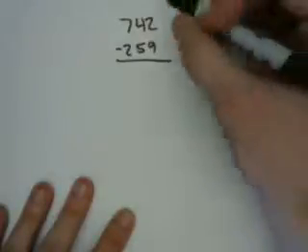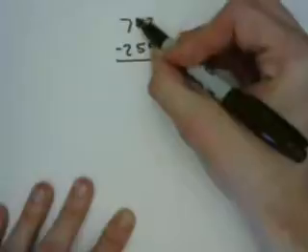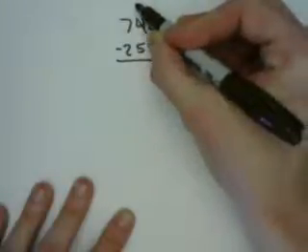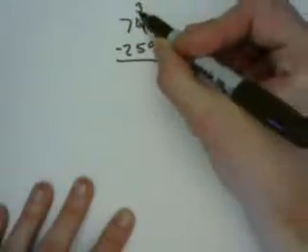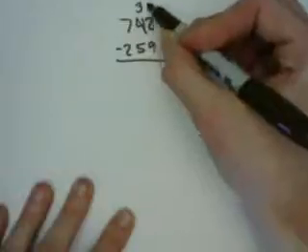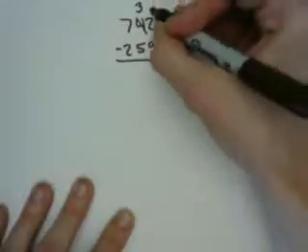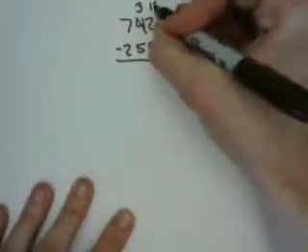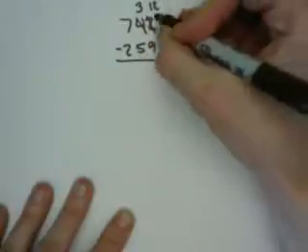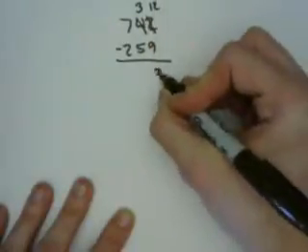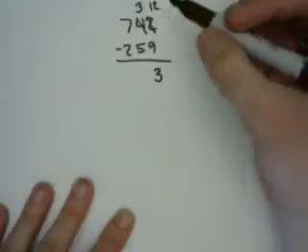I reach over into the 10 spot, and I take 1 10 away, so that 4 becomes a 3. And now if I take a 10, well, that's 10 ones. So instead of 2, I now have a 12. 12 minus 9 is 3. And now I move into my tens column.